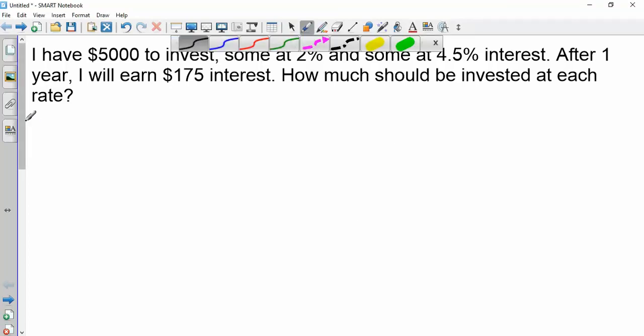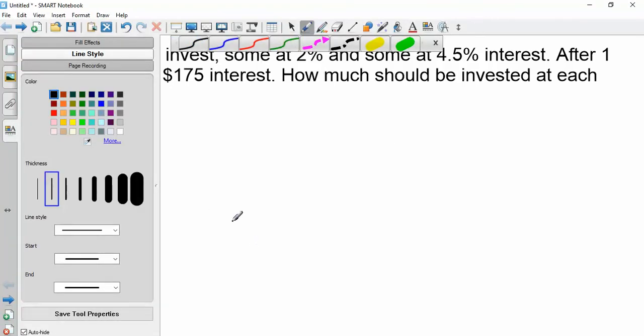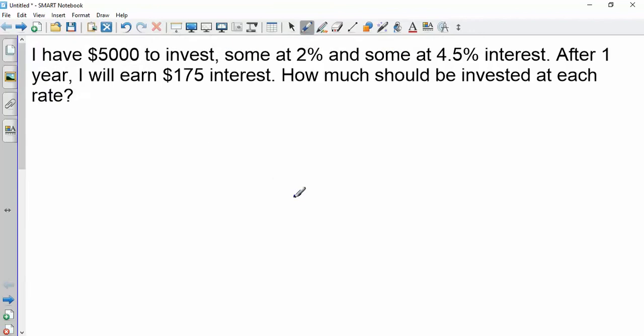You're going to have one on your quiz tomorrow. First thing you have to do is define your variables. If you want to know how to find them, just look at the question. How much should be invested at each rate? So my variable should be the amount at each rate.